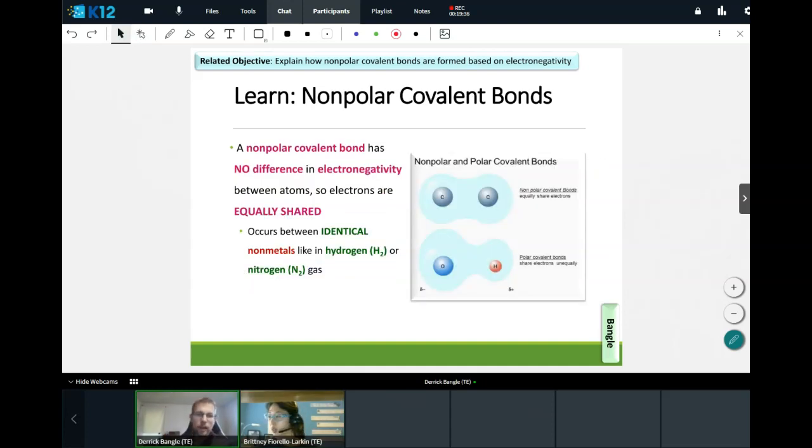Okay, so learning a bit more about covalent bonds, today we're specifically talking about the nonpolar variety of covalent bonds. So you might be asking yourself, well, what does nonpolar mean? Just in very simple terms, nonpolar means that it is not polar. Well, what does polar mean? Which we'll learn definitely more about tomorrow.